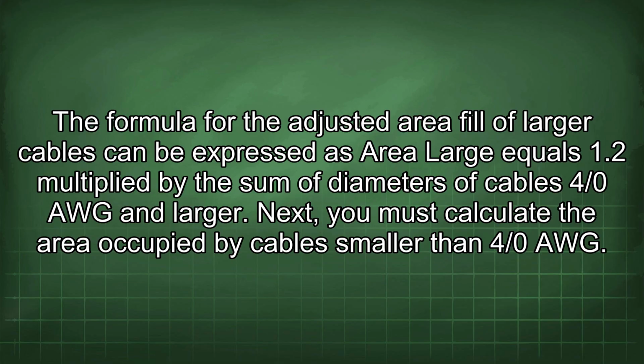The formula for the adjusted area fill of larger cables can be expressed as area large equals 1.2 multiplied by the sum of diameters of cables 4/0 AWG and larger.